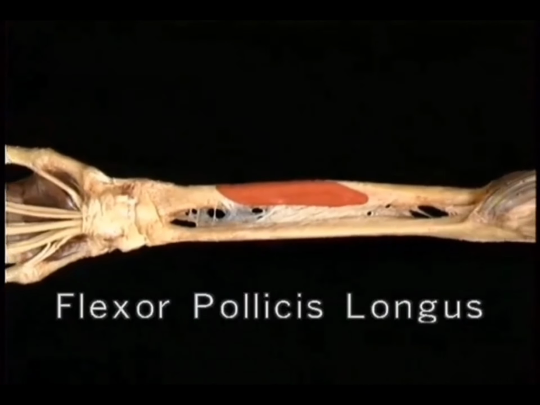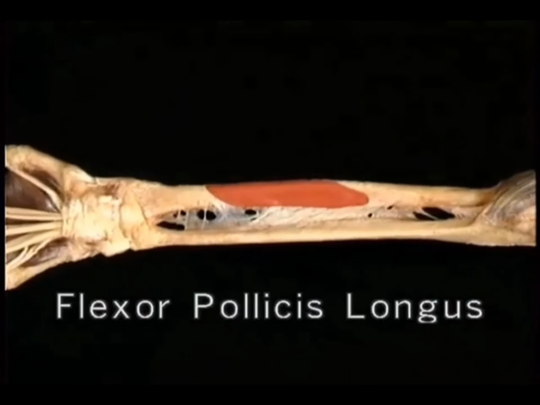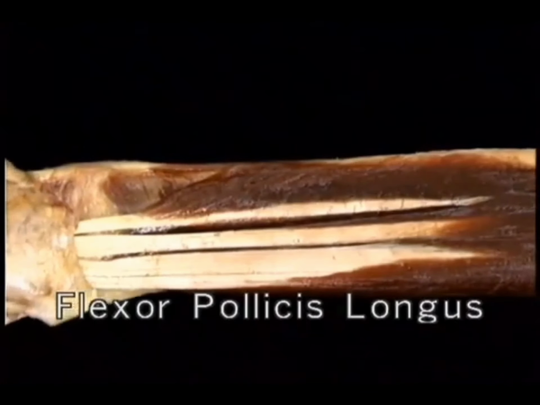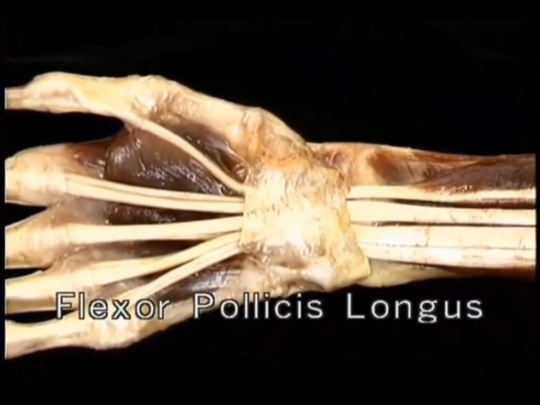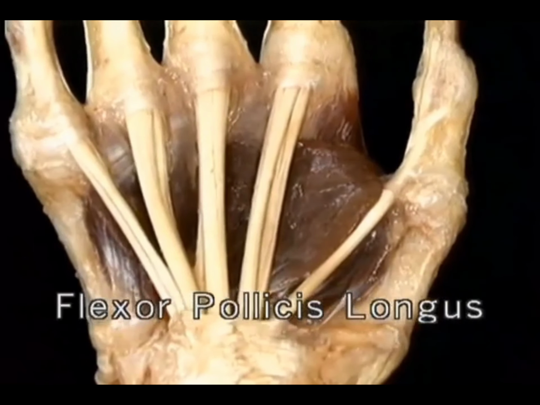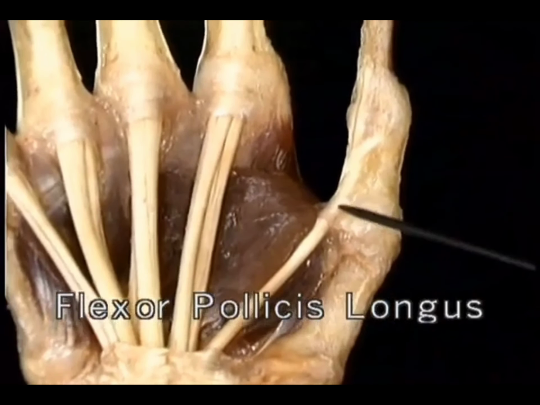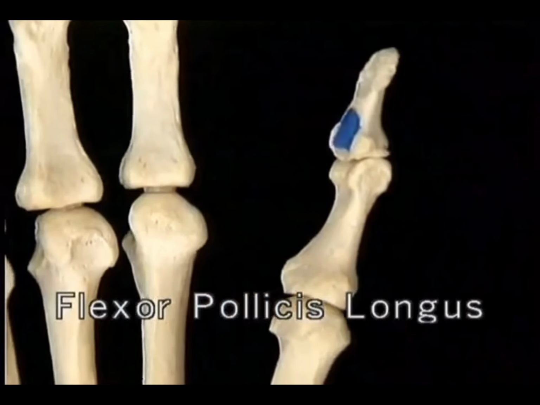It arises from the anterior surface of the radius and from the interosseous membrane. Its tendon passes through the carpal tunnel with the finger flexors. Here's the tendon of flexor pollicis longus emerging. It enters the fibrous flexor sheath of the thumb and inserts on the base of the distal phalanx.